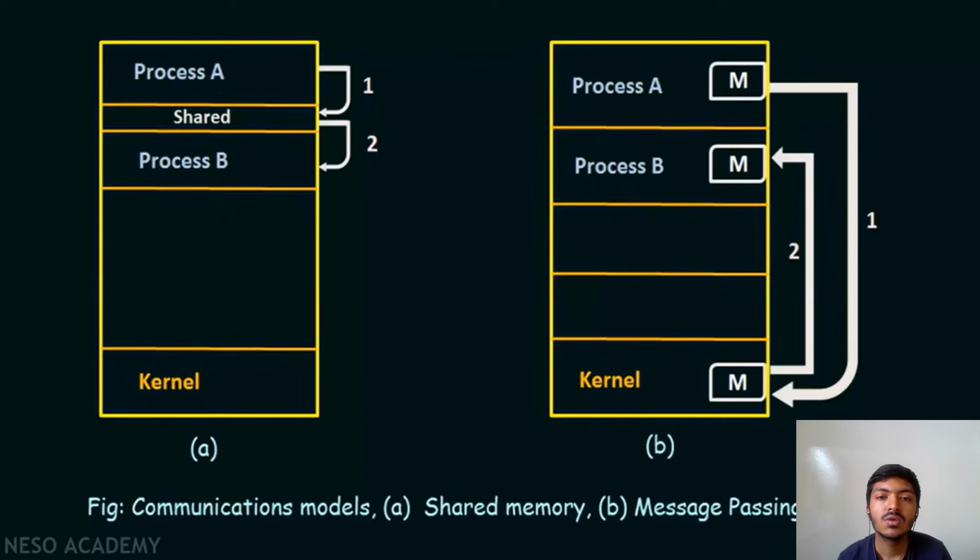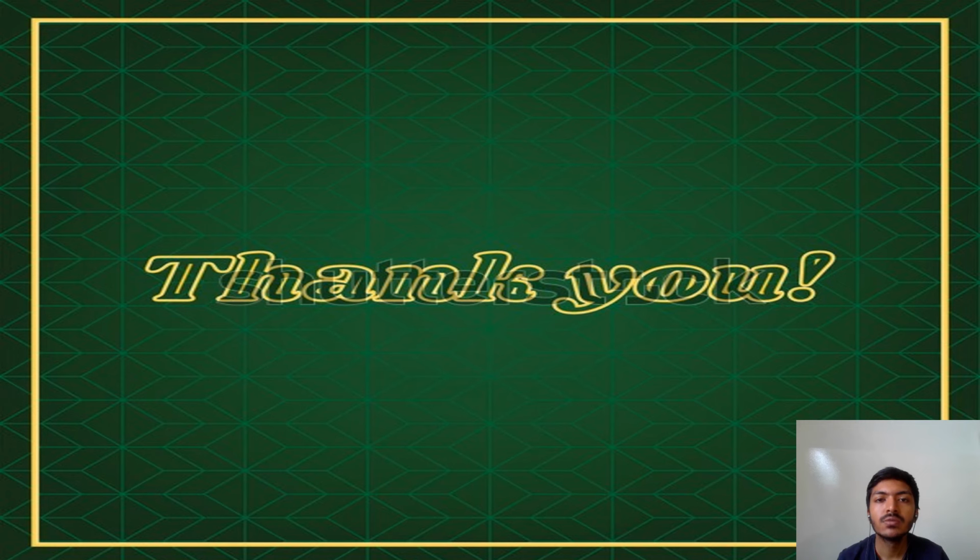So these are the two common models of inter-process communication. First is shared memory, and the other one is the message passing model. These two are the main models that are used for inter-process communication in an operating system. We now come to the end of the presentation.